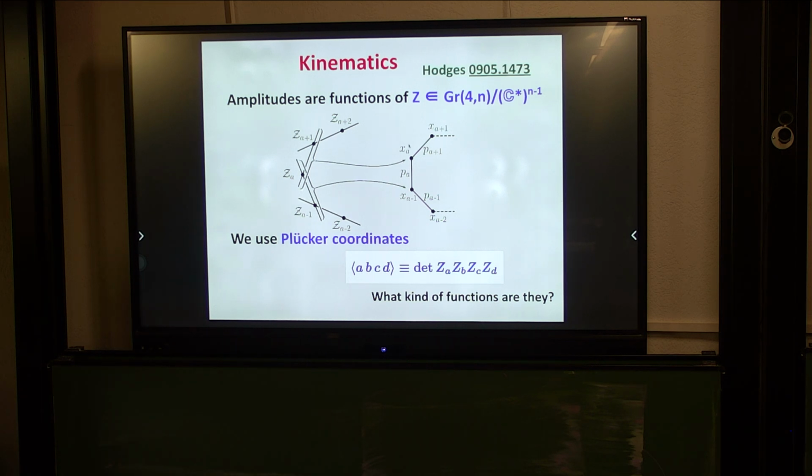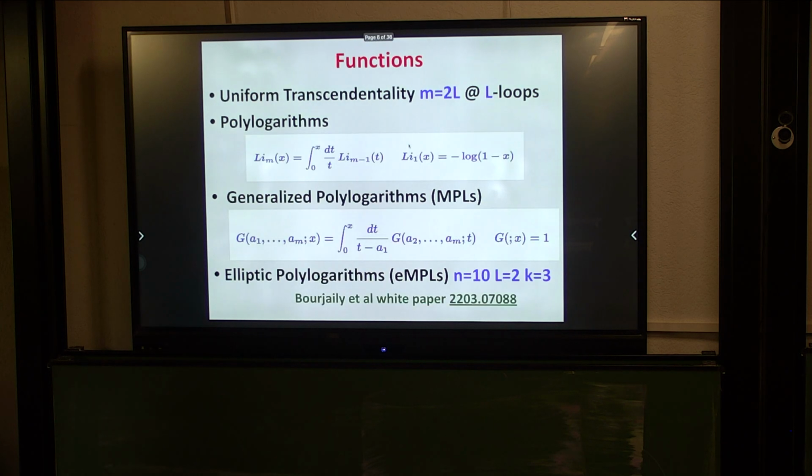Grassmannian, and we're going to be using Plücker coordinates on CP3, which are everywhere. We've seen this many times, and there are lots of experts in this, so I don't need to review it. So there'll be a lot of brackets, and the brackets are the corresponding determinants. So these are functions over kinematics. So what kind of functions?